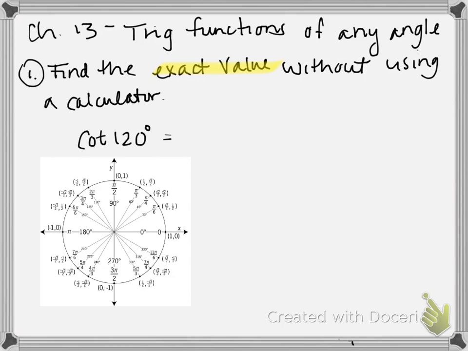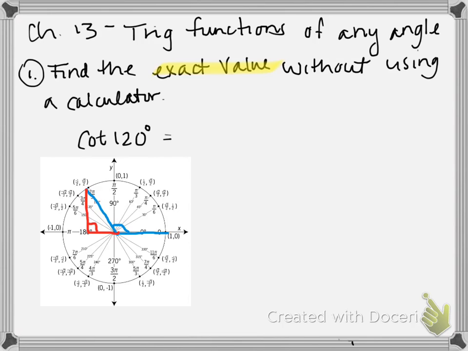So here we go. I have a problem that asks me to find the cotangent of 120 degrees. So the first thing I'm going to do is figure out what that angle looks like on my unit circle. So here's my initial side, and here's 120 degrees. This angle in blue is the one that I'm looking at on my unit circle. I know that if I draw this triangle, it's going to look like this.